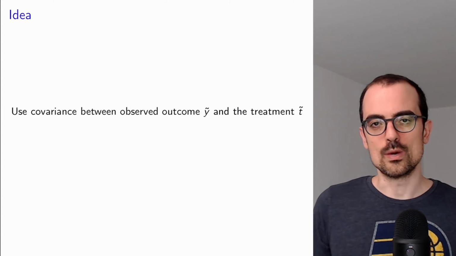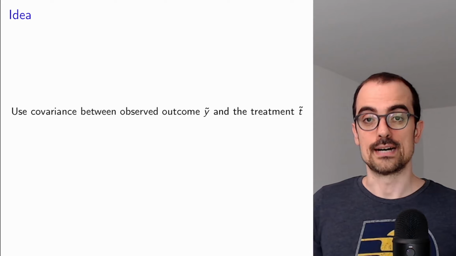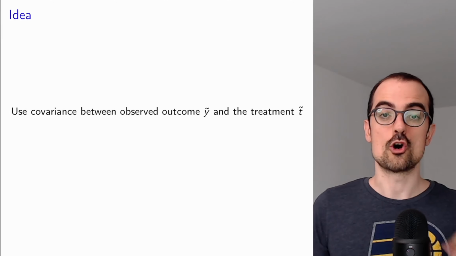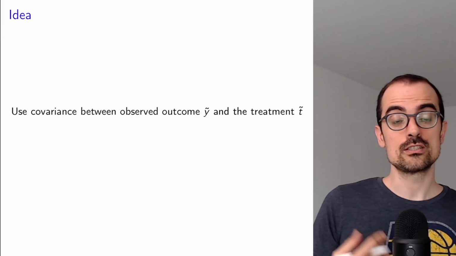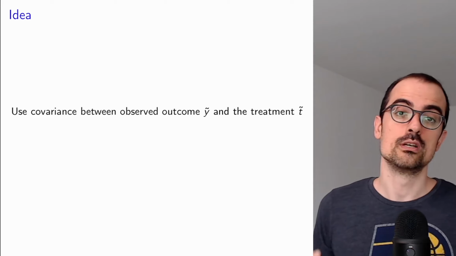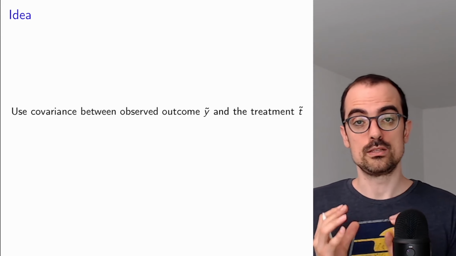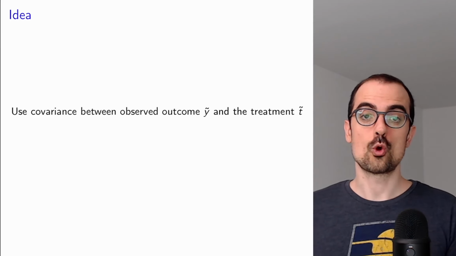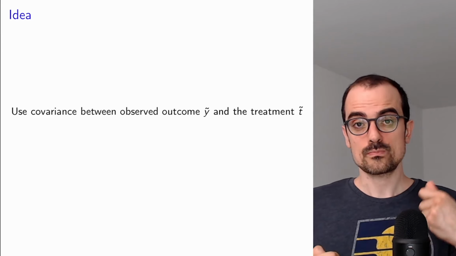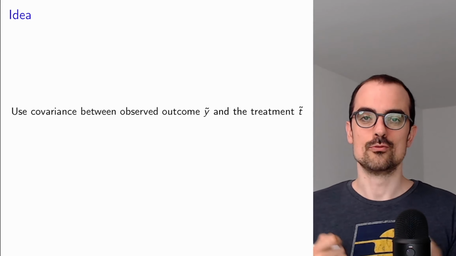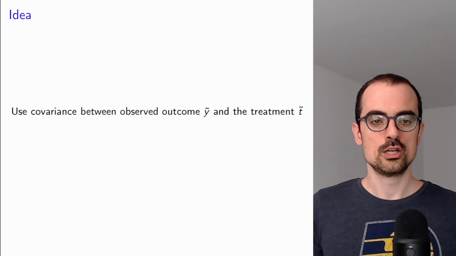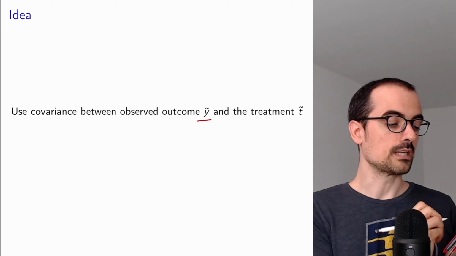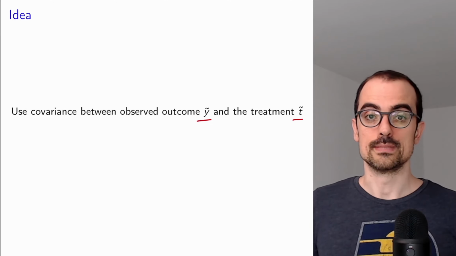A natural way to try to quantify linear effects that act on the outcome on average is the covariance, or equivalently the correlation between the two variables, because as we have seen in previous videos, covariance and correlation quantify the average linear relationship between two variables. So it is natural to just compute the covariance between the observed outcome, which we call y, and the treatment t.